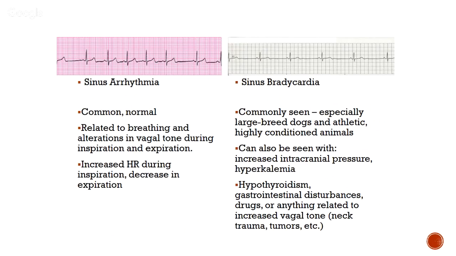We also see it with hypothyroidism, which decreases the metabolism of the animal. Gastrointestinal disturbances, and that's due to the vagus nerve, which wanders through the gastrointestinal tract as well. Drugs will cause sinus bradycardia, especially sedatives. Anything related to increased vagal tone, so neck trauma, tumors, that kind of thing. Anything that increases the vagus nerve will decrease the heart rate.